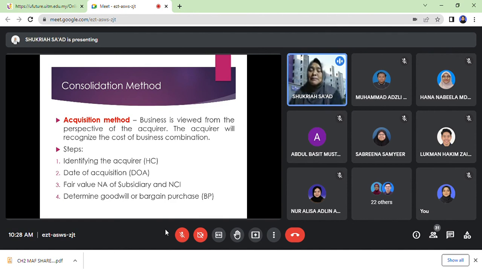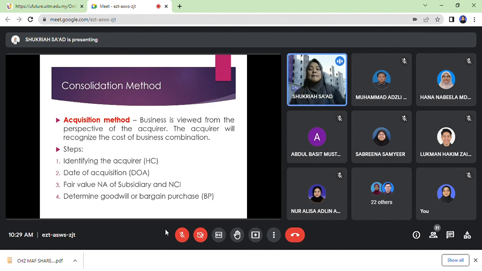Okay, what is the method to be applied in order to prepare the consolidation adalah acquisition method. Apa maksud acquisition method? Business is viewed from the perspective of the acquirer. Maknanya, based on perception of acquirer. So, bila acquirer nak prepare consolidation, acquirer which is holding company kena tahu apa relationship dia dengan A, dengan B, what is the relationship dengan C. Sebab tu kita nak tahu tu direct ke indirect ke, what be the percentage of control, what be the NCI.